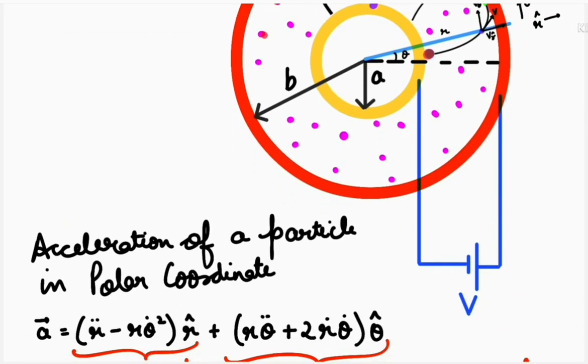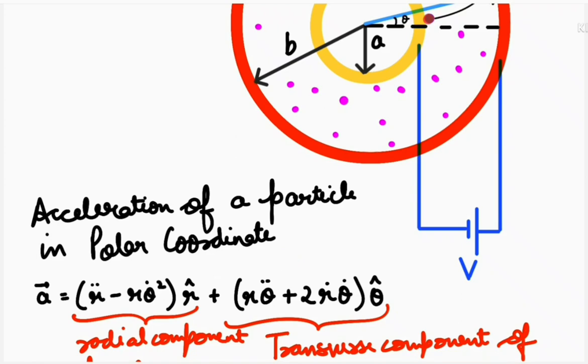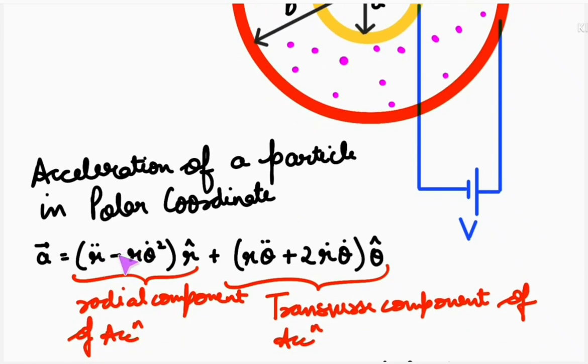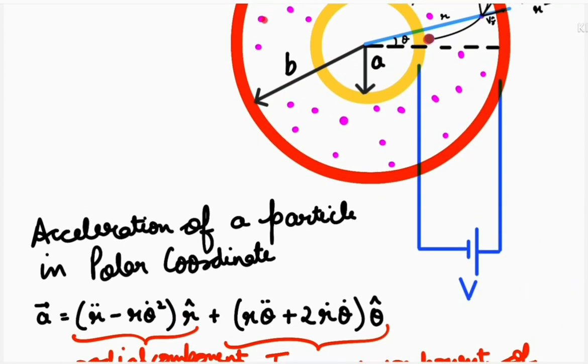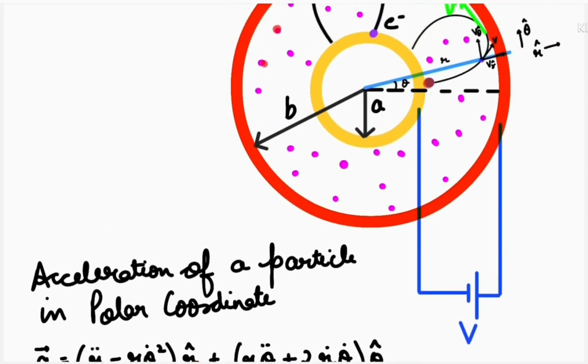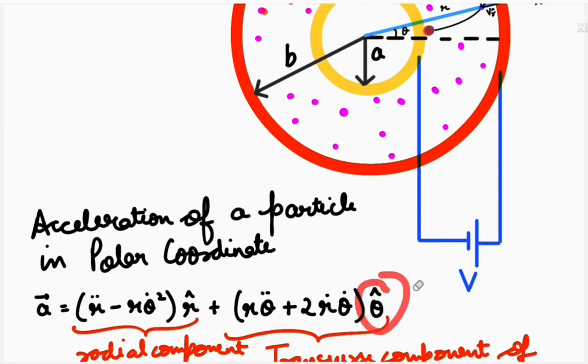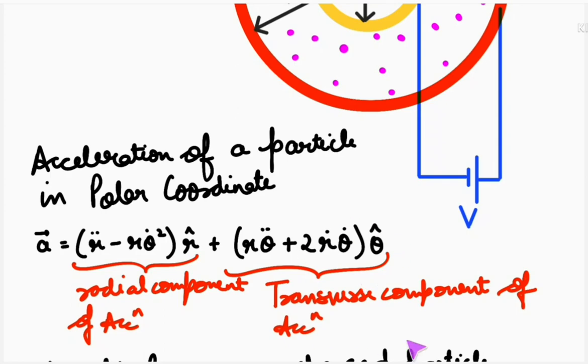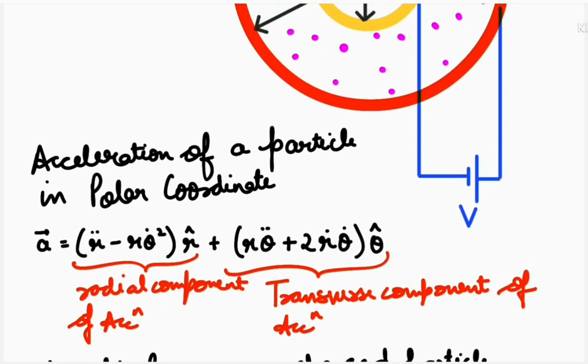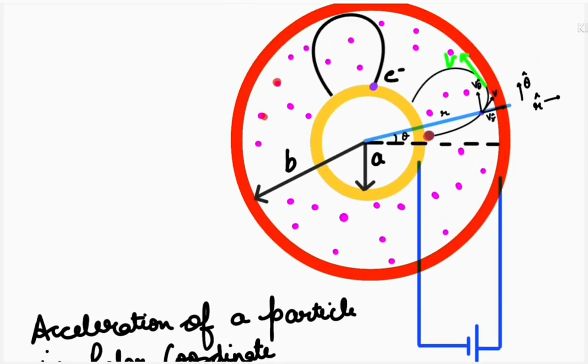Okay, so the acceleration of a particle in polar coordinates is (r double dot minus r theta dot square) r cap. This is the component of acceleration in the r cap direction, and the component of acceleration in the theta cap direction is r theta double dot plus 2 r dot theta dot. So this is the transverse component of acceleration. Now due to the electric force it will gain velocity, and so the two components of velocity are v_r r cap and v_theta theta cap.